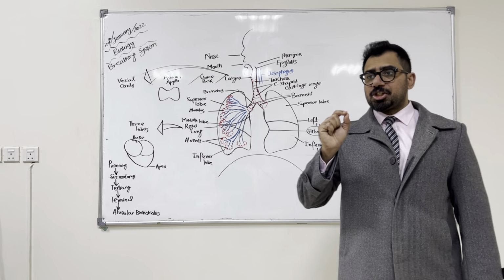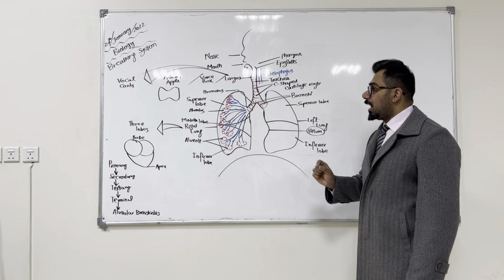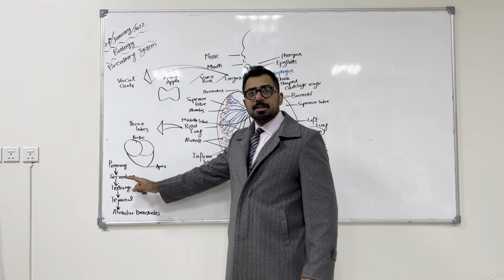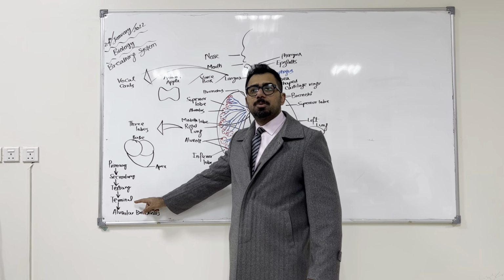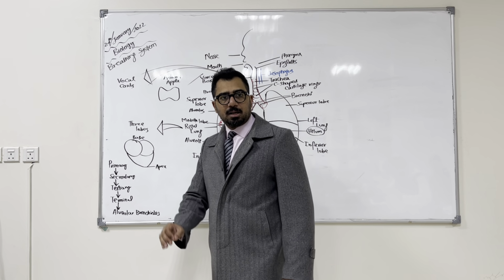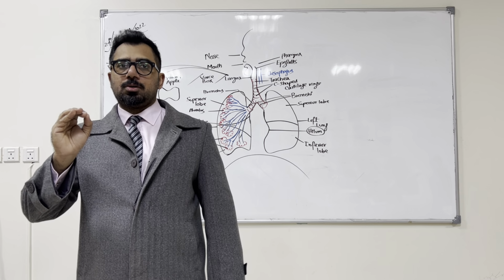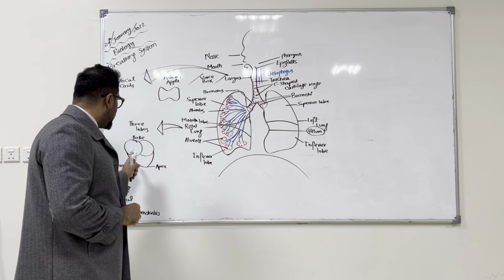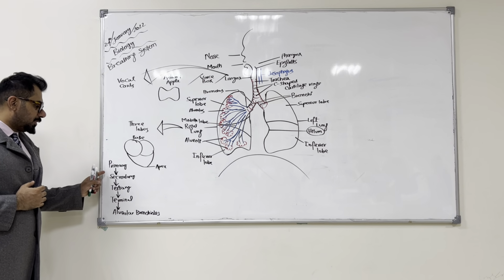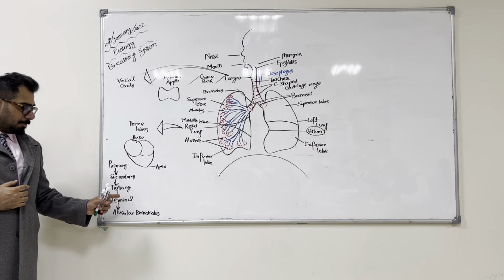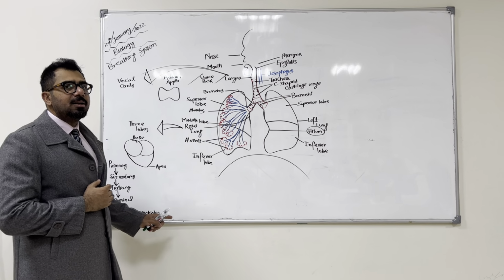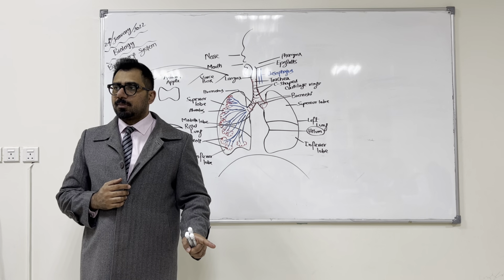Now let me tell you something interesting. These C-shaped cartilage rings are also present in primary, secondary and tertiary bronchioles. So the C-shaped cartilages are present in primary, secondary and tertiary, but they are not present in terminal and alveolar bronchioles. Understood?